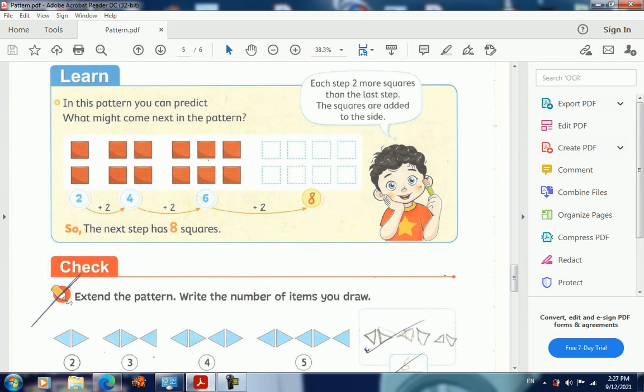And then after the 4 squares you find 6 squares, so it became 6. So what happened? They were 2, then became 4, became 6. So the rule is adding 2 each time. So what do you expect to come next after the 6? We will add 2, it will become 8, so we should draw 8 squares. And each step has 2 more squares, added to the sides. So the next step has 8 squares.